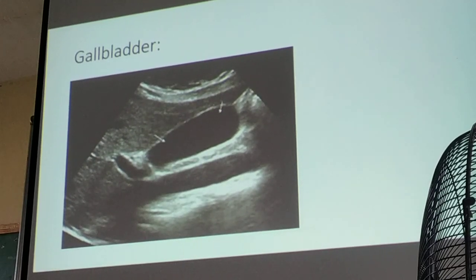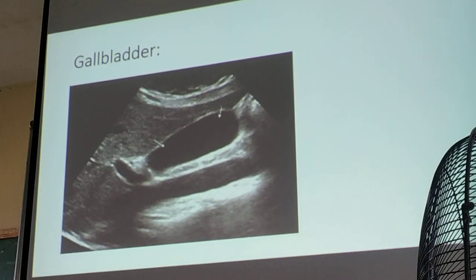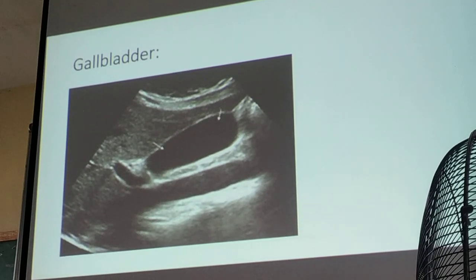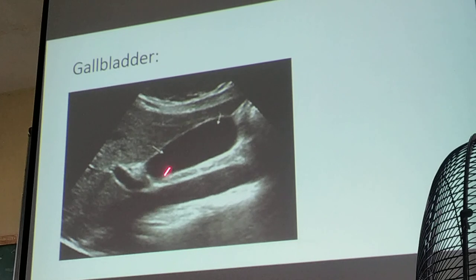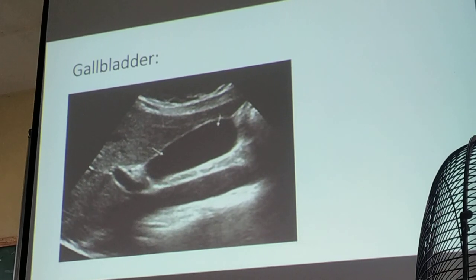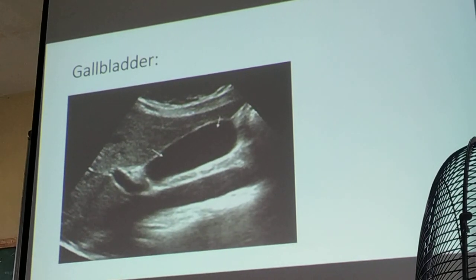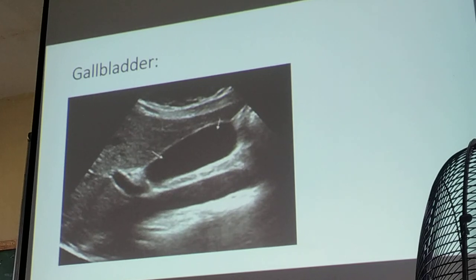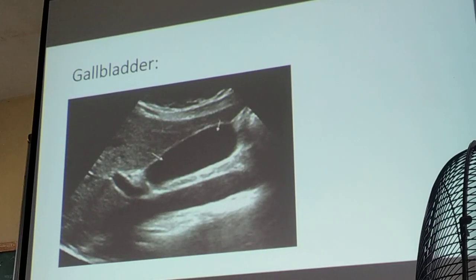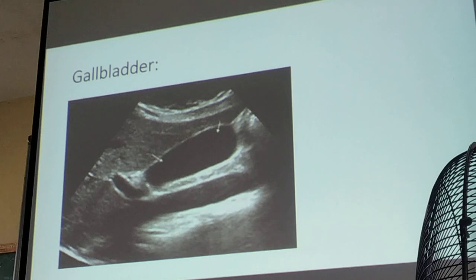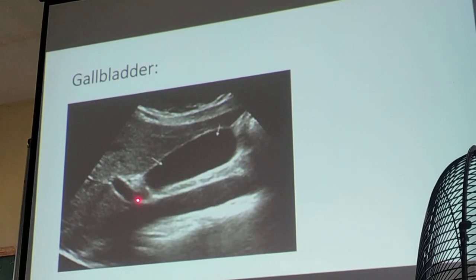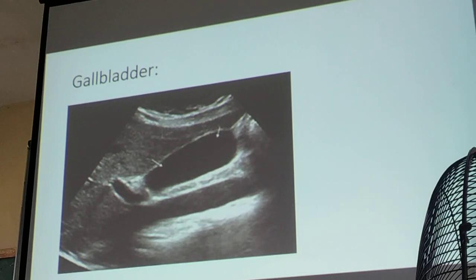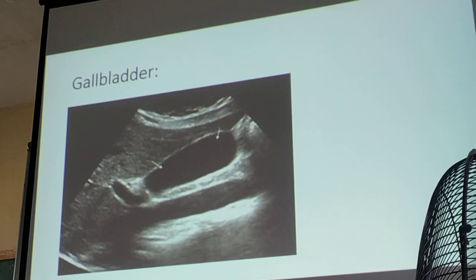This would be your gallbladder. Okay? So, this is your gallbladder. It's a pouch, and then it's filled with fluid. It's filled with bile. Okay? So, some of the landmarks, this would be your portal vein, and the smaller one would be your CBD.